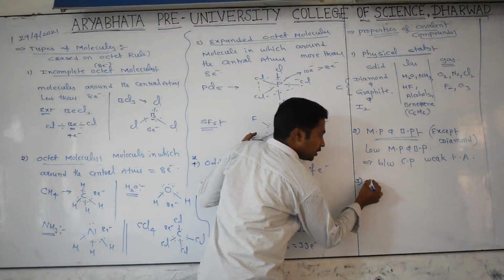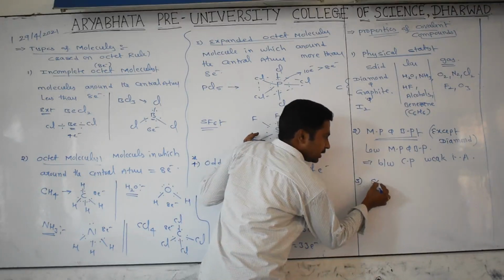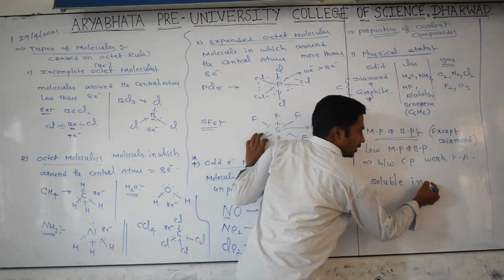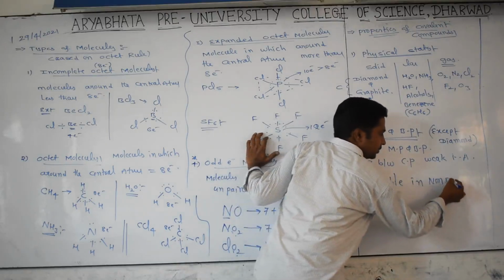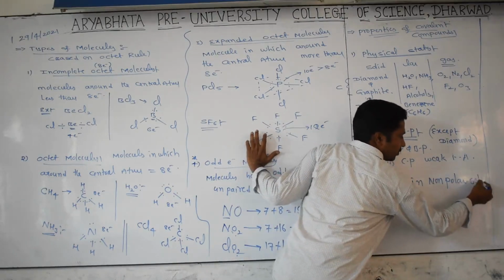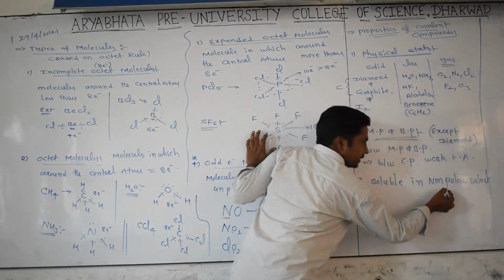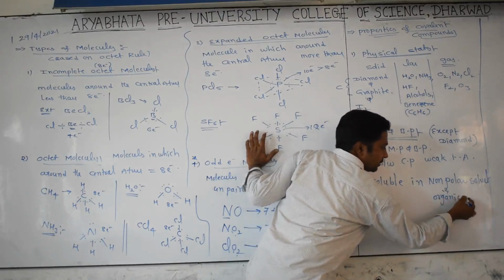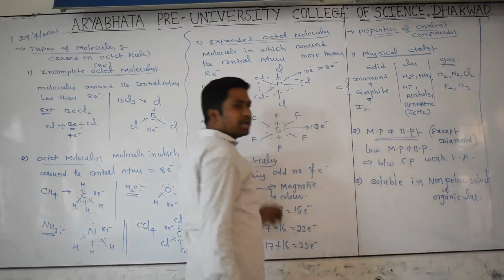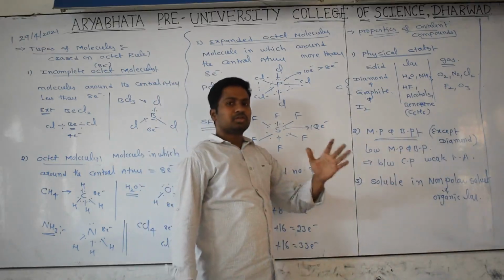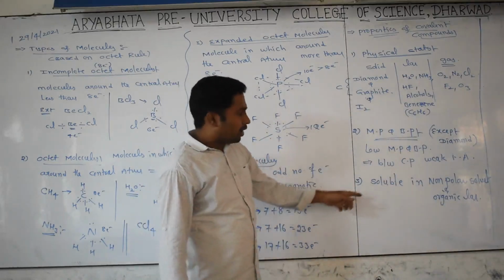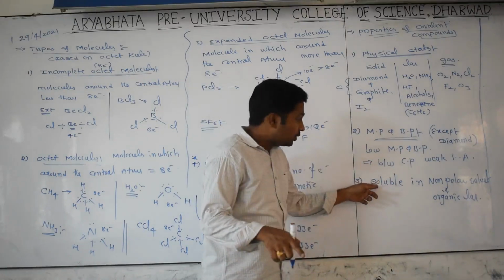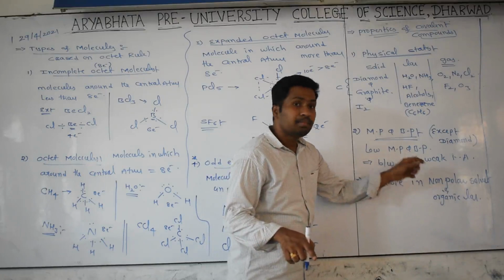Solubility: they are soluble in non-polar solvents. I already told you a simple example. Non-polar solvents means all organic liquids. All organic liquids are suitable to dissolve covalent compounds. All ionic compounds dissolve in polar solvents. All covalent compounds are soluble in non-polar solvents.